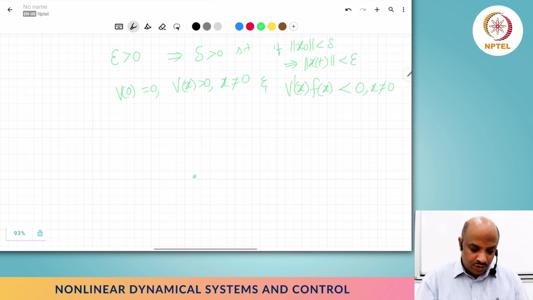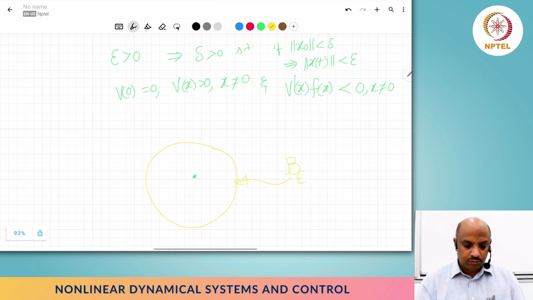So we have a zero equilibrium point, right? And we construct now this epsilon. Epsilon is something that we choose, right? So I have this epsilon ball, okay, and that's my notation, right? And I want to find a smaller delta ball, and if I start within that delta, then I will remain within this ball, right?